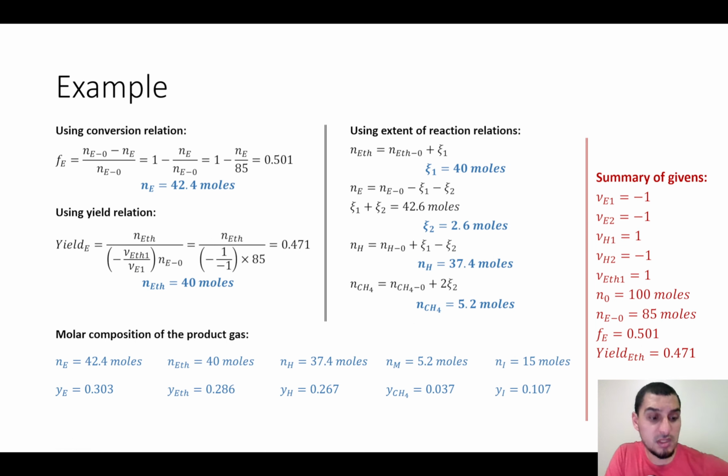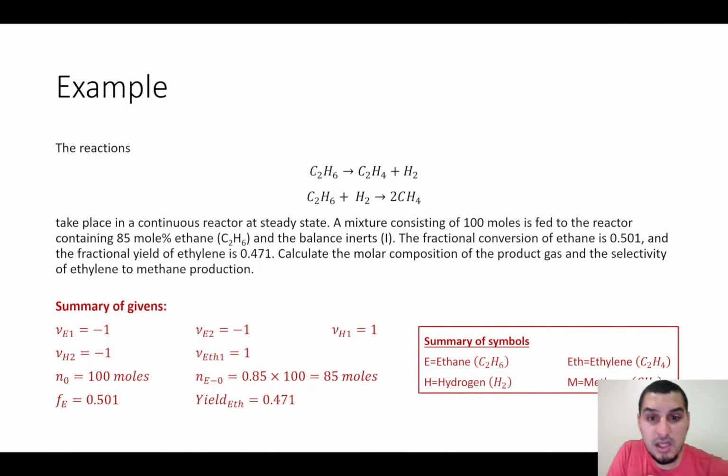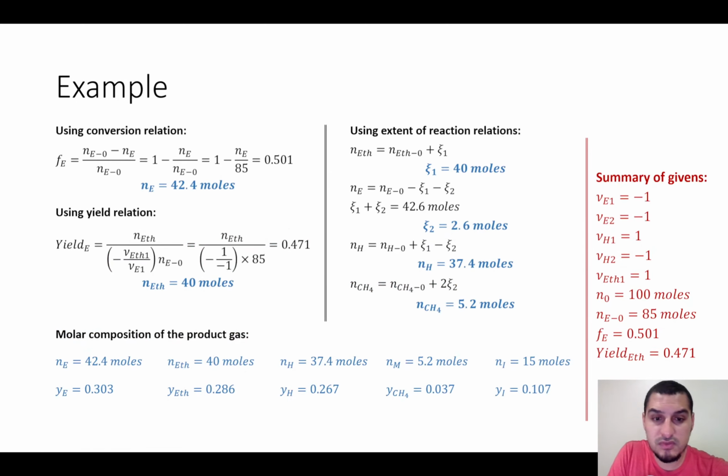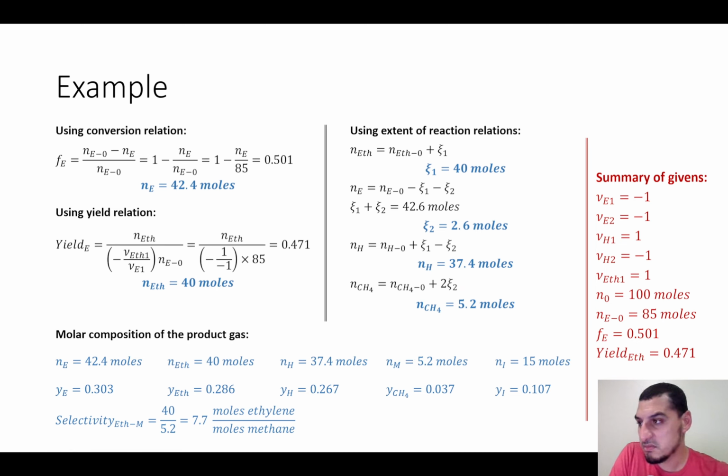And finally, we are asked to calculate the selectivity of ethylene to methane. And we said the selectivity is very straightforward. It's the number of moles of ethylene to the number of moles of methane. So it is going to be 40 divided by 5.2, which is 7.7 moles per mole, which is dimensionless.